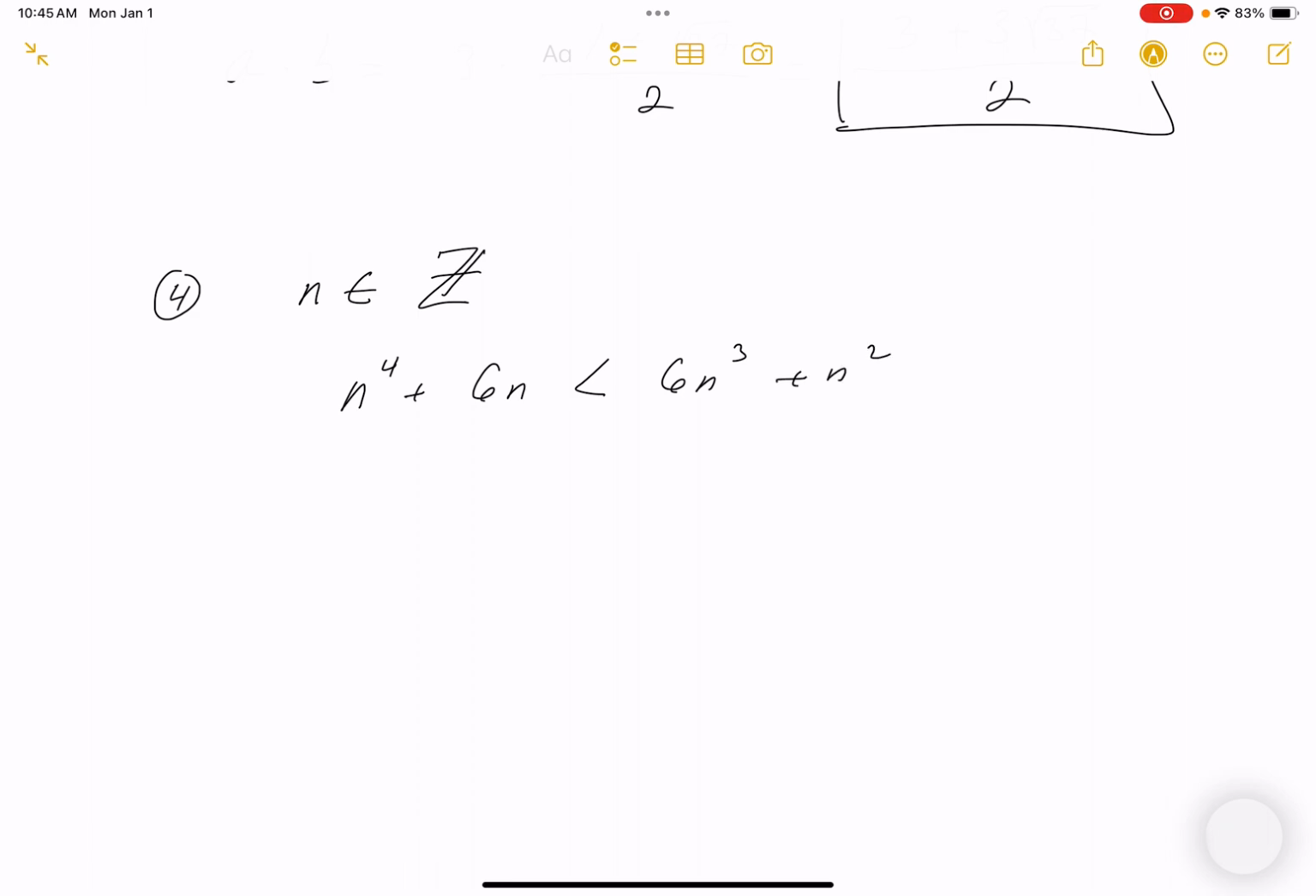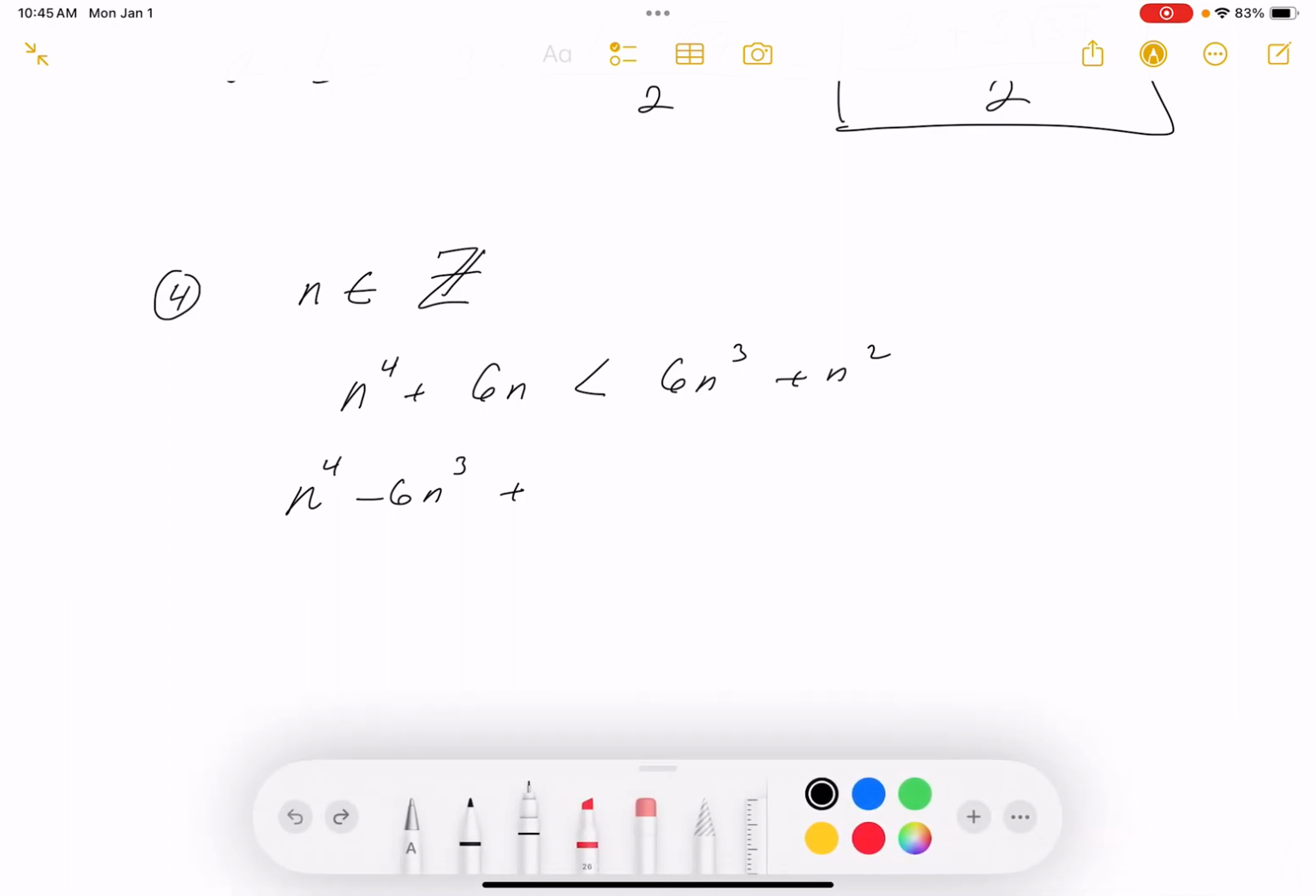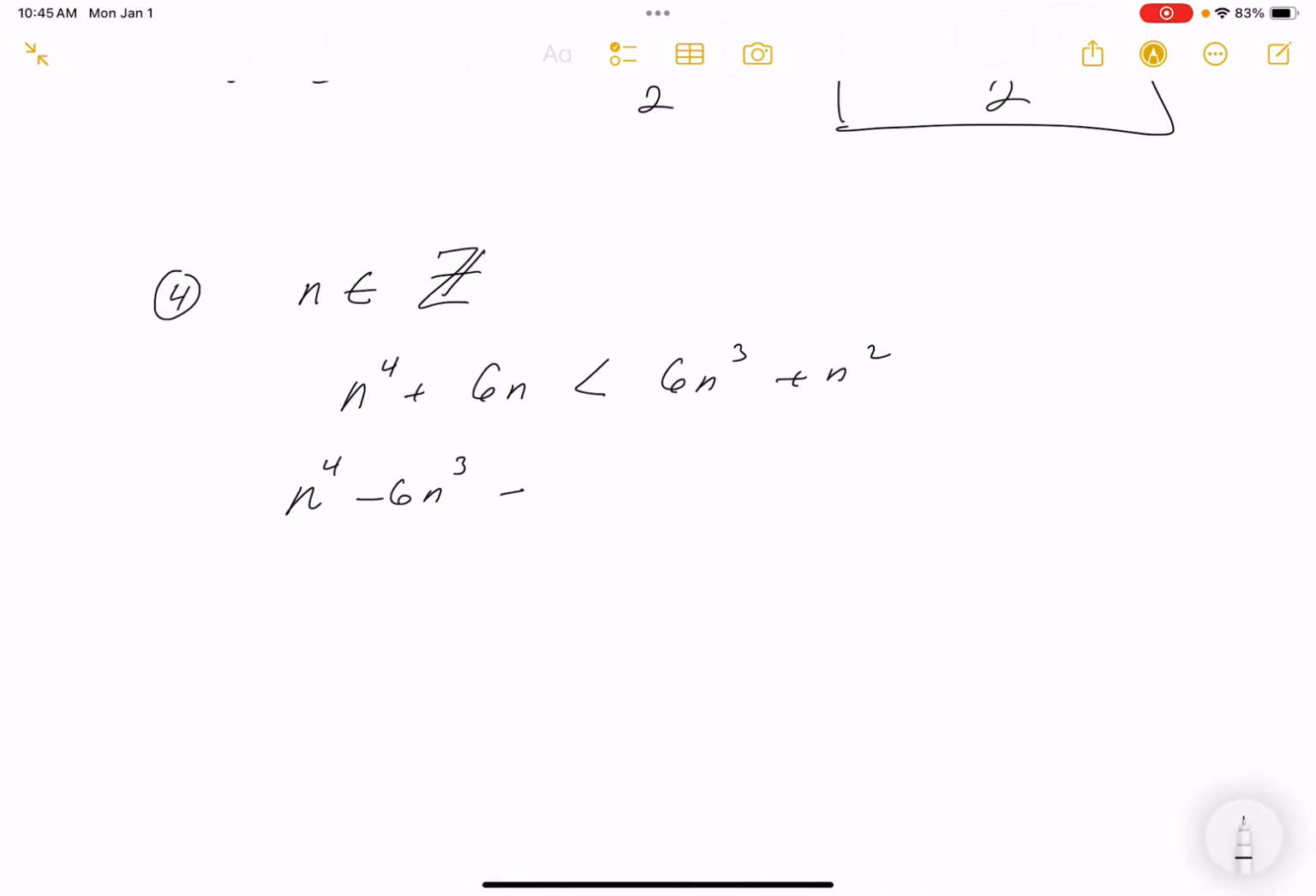Well, the first thing I do is solve for 0. When I say solve for 0, it's an inequality, so I get one side equal to 0. So it's going to be n^4 minus 6n^3 minus n^2 plus 6n less than 0. All I did was subtract 6n^3 and n^2 from both sides.